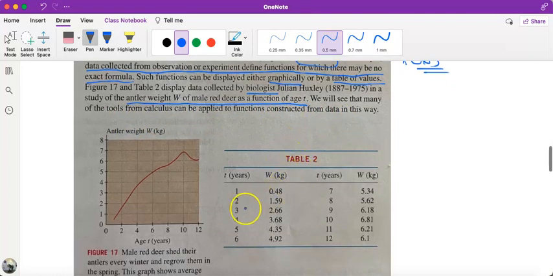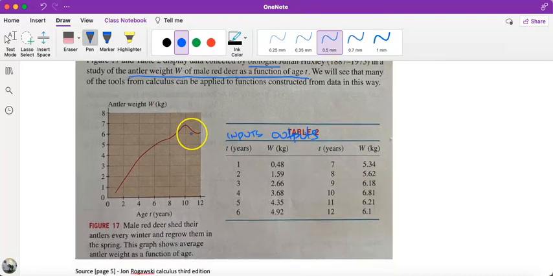So what they've done here is time in years is going to represent the inputs. The weight in kilograms is going to represent the outputs. So in 1 year, the male deer antler weight is 0.48 kilograms. Second year, 1.59 kilograms. So you can see as the deer is getting older, the antler weight is increasing.